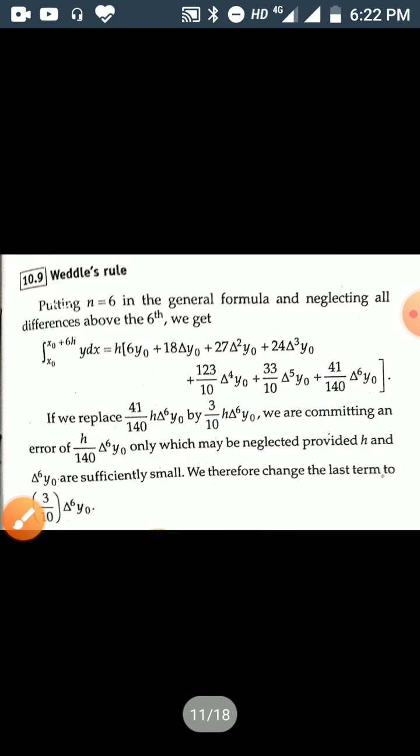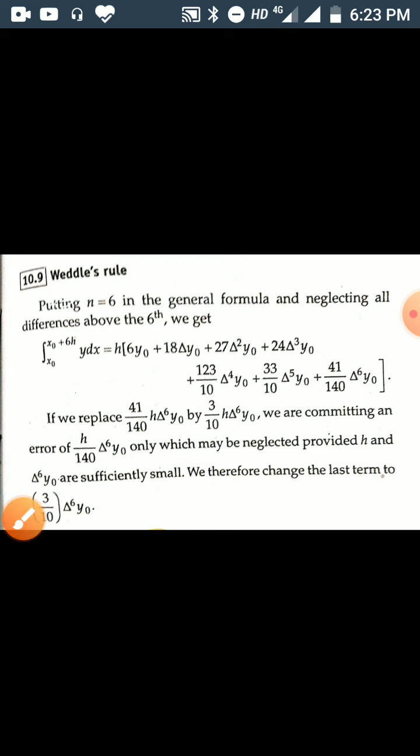Next one is Weddle's rule. Putting n equal to 6 in the general quadrature formula and neglecting all the differences above the 6th, we get, so for this formula we need delta to the power 6. So we will get the integral from x0 to x0 plus 6h of y dx is equal to h[6 y0 plus 18 delta y0 plus 27 delta square y0 plus 24 delta cube y0 plus 123 by 10 delta 4 y0 plus 33 by 10 delta 5 y0 plus 41 by 140 delta 6 y0].